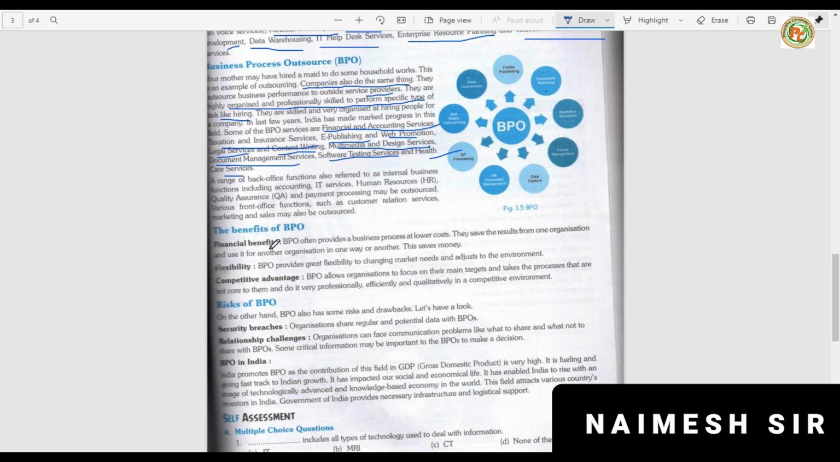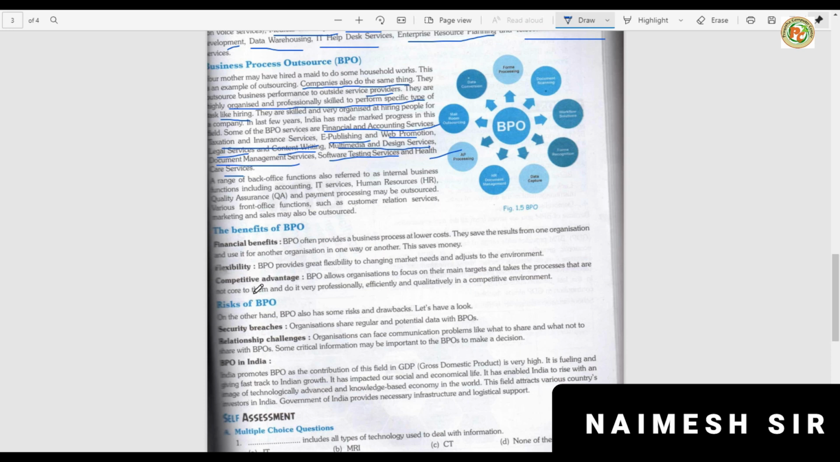Now, the benefits of BPO, business process outsourcing. Financial benefit: BPO often provides the business process at lower cost, meaning they provide this service at a very low cost. They save resources from one organization and use them for another organization in one way or another. So they save our money.